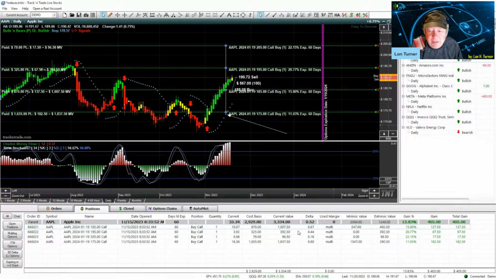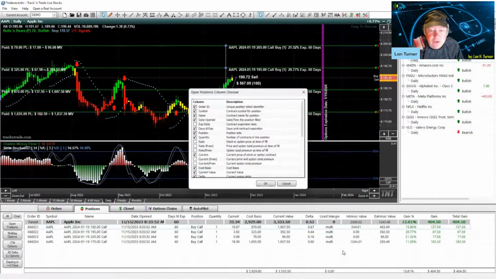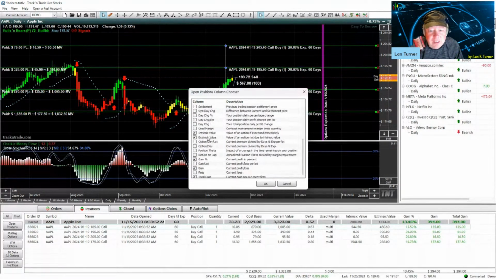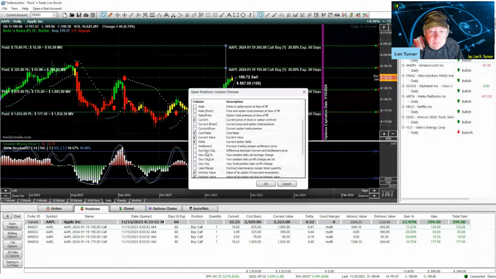I'm teaching about delta today, but I want to teach you one more thing about delta. If we right click on the top, we come to column chooser, slide down here to probabilities. I want to talk to you about probabilities of the markets based on delta, but we have probability calculators in here, if I can find them.